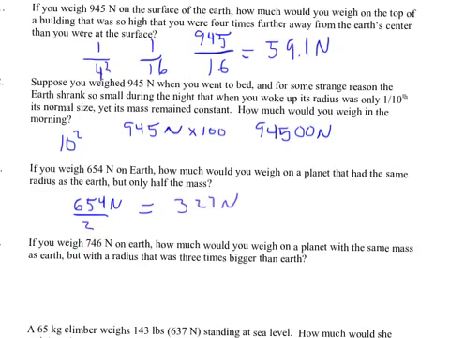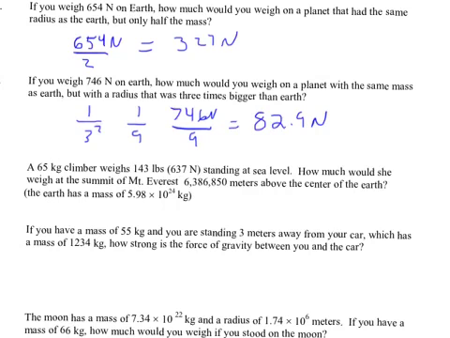Alright, another one of these. Here's how much I weigh on Earth, how much I weigh on a planet that has the same mass, but the radius was 3 times bigger. That means I'm 3 times farther away, so gravity's going to get weaker. It's not going to get 3 times weaker, it's going to get 3 squared times weaker, or it will be 1/9 of what it was before. So I'll say 746 newtons over 9, and that's going to give me 82.9 newtons. Let's keep going.